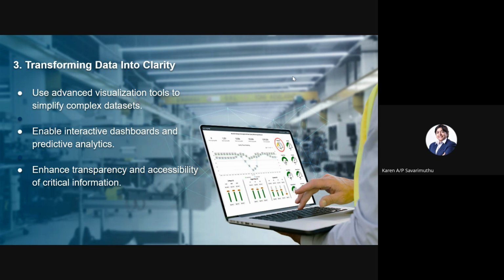Then you also enhance the transparency and accessibility of your critical information. Let's say in a manufacturing industry, people want to know how much manufacturing is happening and how efficient your production is. Let's say you have a KPI of manufacturing a certain product of 10,000 units.